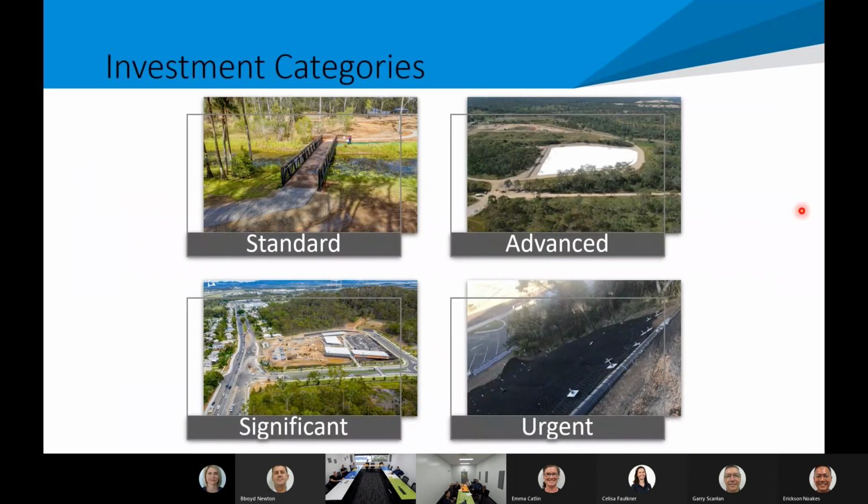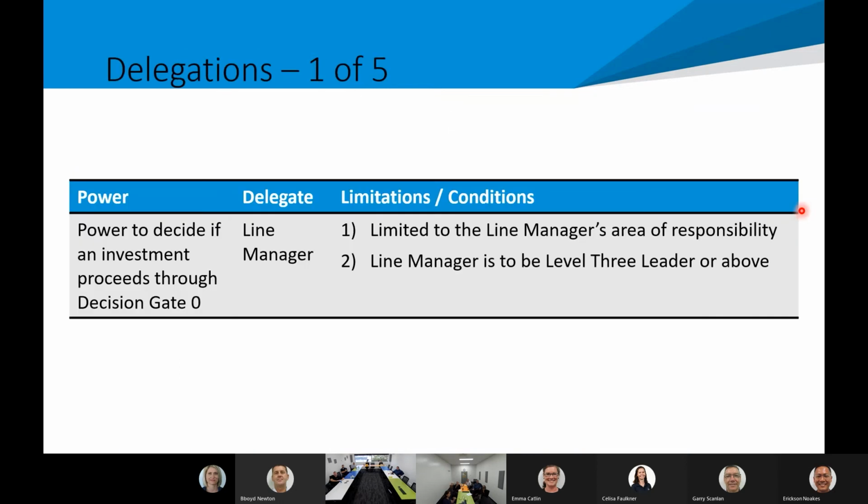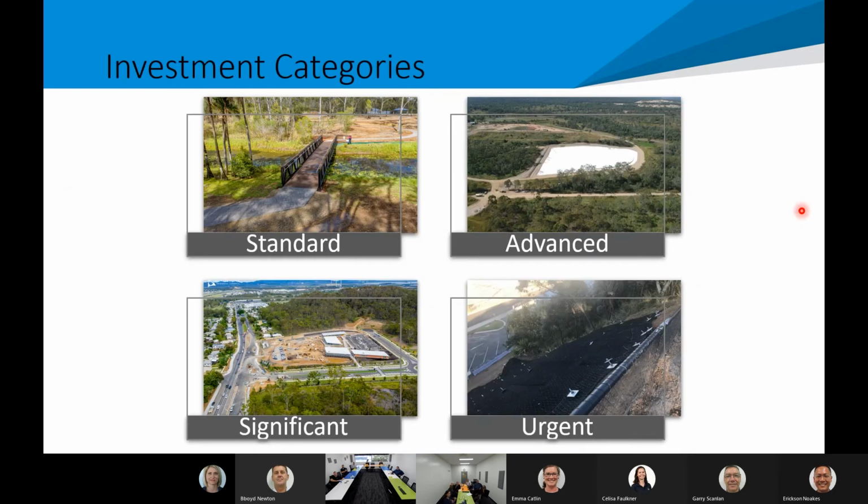So I'm going to start with the investment categories because they're quite fundamental to understand, because all our delegations and roles and responsibilities basically hang off of what type of investment we're dealing with. So we have 4 categories of investments. We have standard. Standard is probably 70% roughly of what we do in this business. So it is the majority.